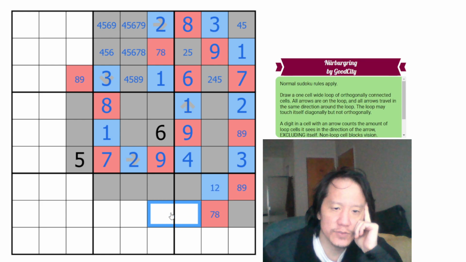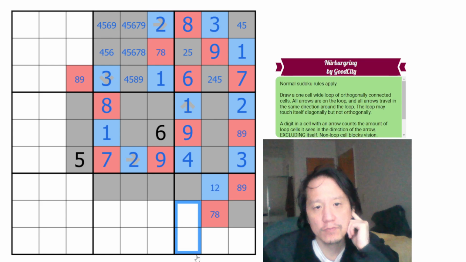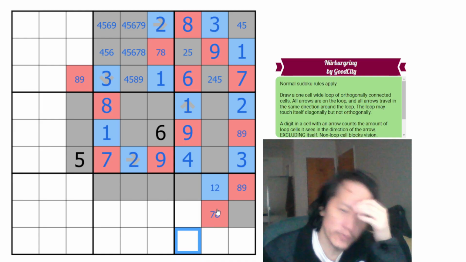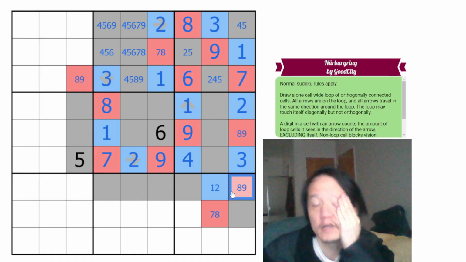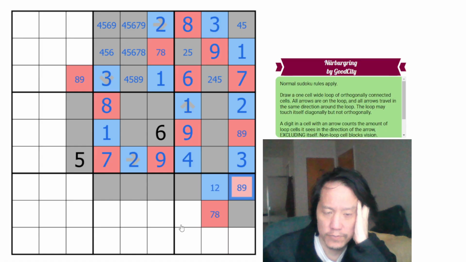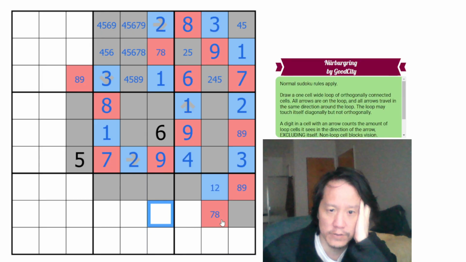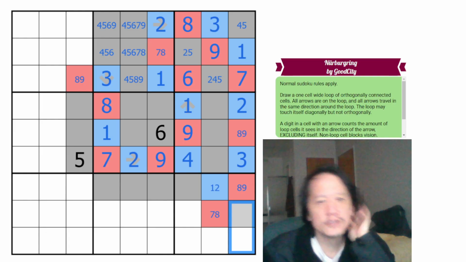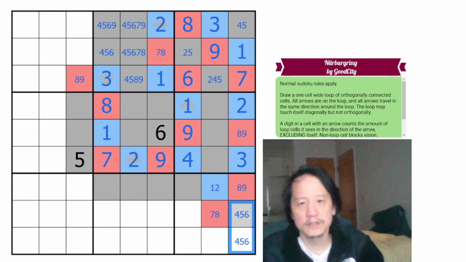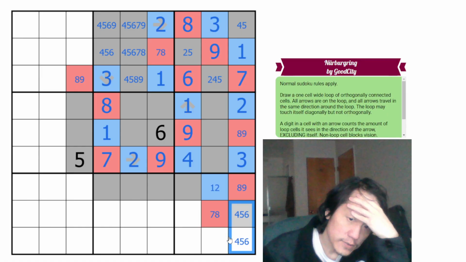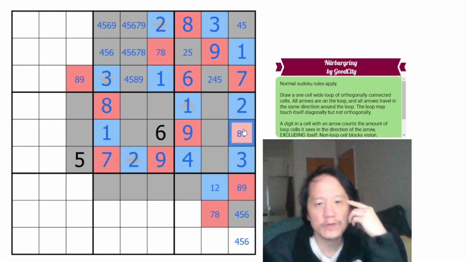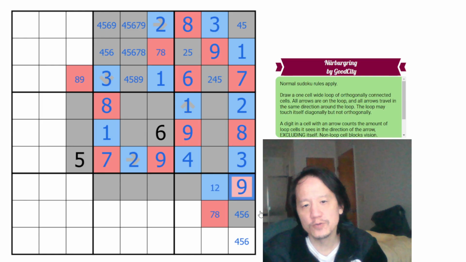If it goes this way, it could go down. And then this would be 7, this would be 8, this would be 9. So it could go here, and then here, and then here, then here, then here. This we know has to be 4, 5, or 6. So 6 is one of these two. No, this can't be 9, so therefore this is 8, which forces this to be 9.